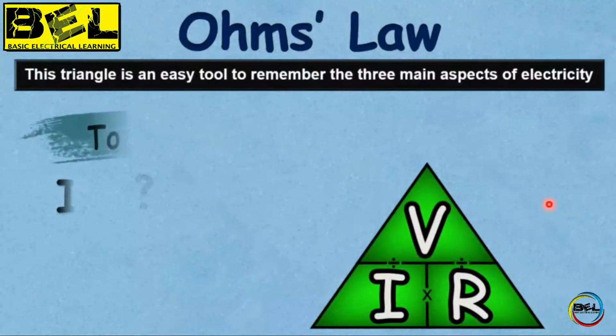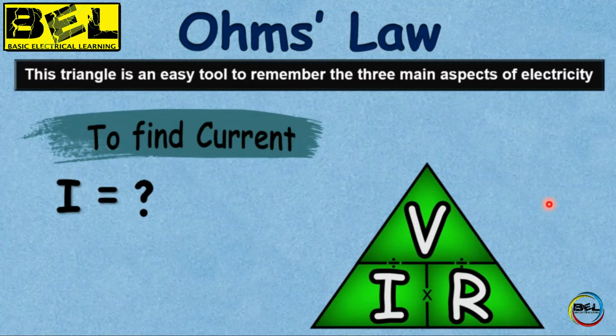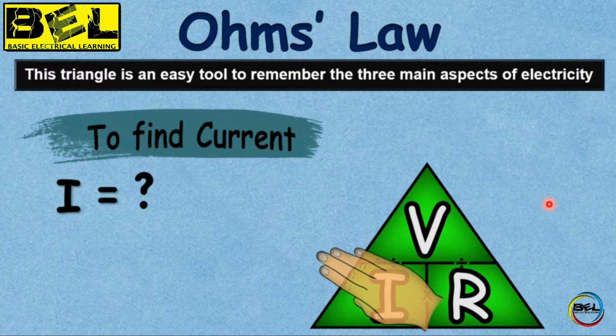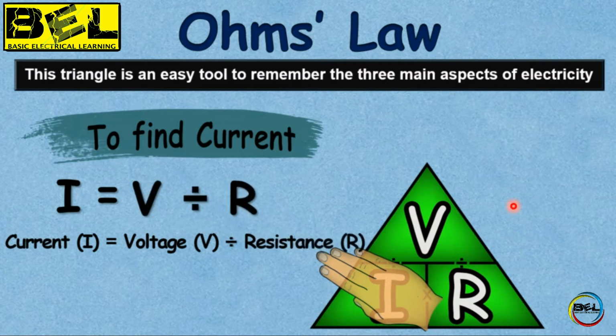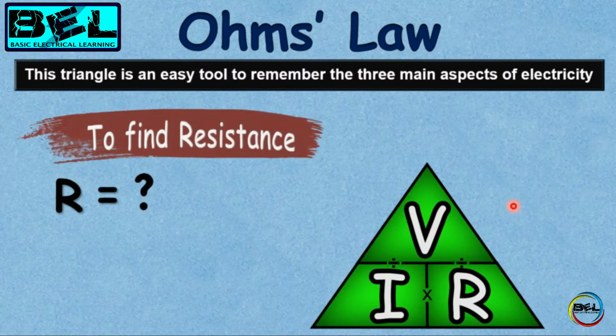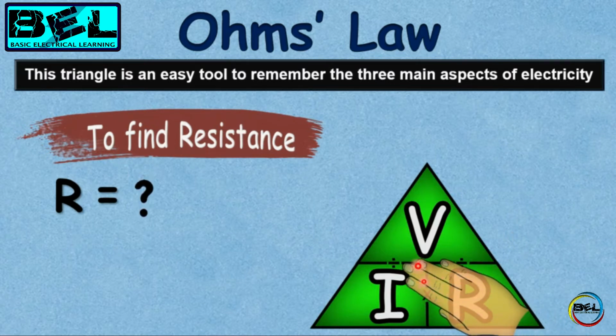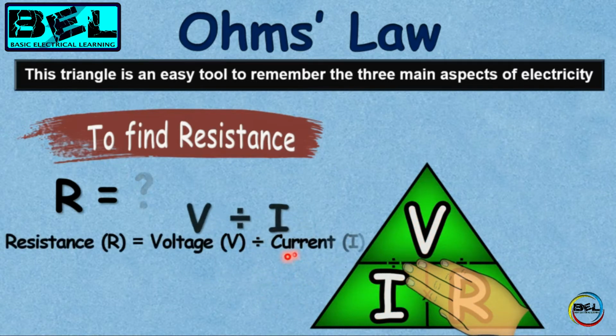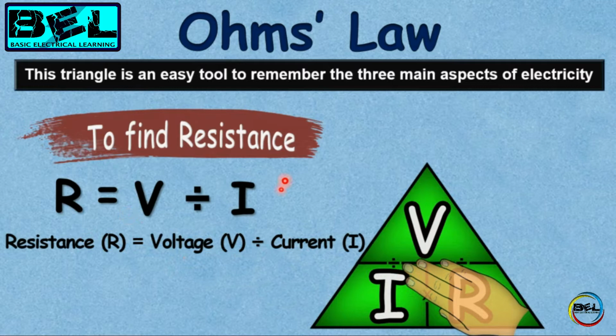Let's see another situation, to find out the current. Now cover the current with the hand or with something else, and the remaining equation will be V divided by R. So it will become I is equal to V divided by R. And for the resistance, to find out the resistance R, once again we will cover the R here, and the remaining equation will be V divided by I, and our equation will become resistance R is equal to V divided by I.